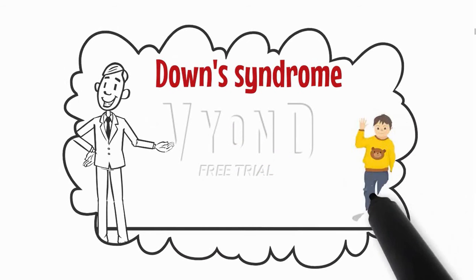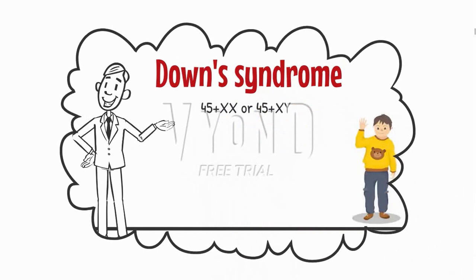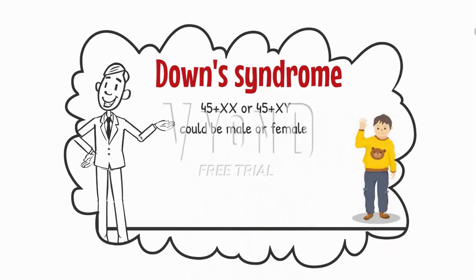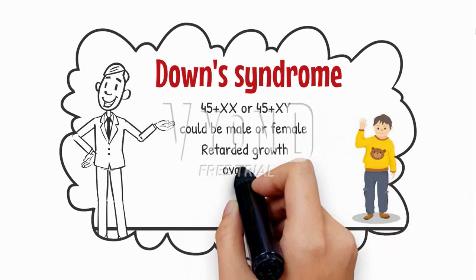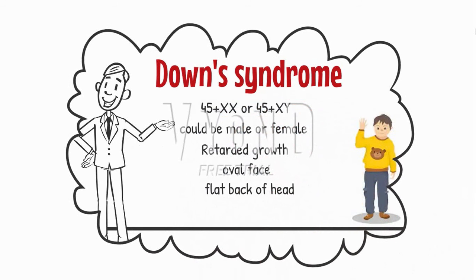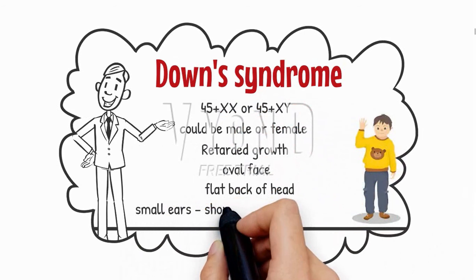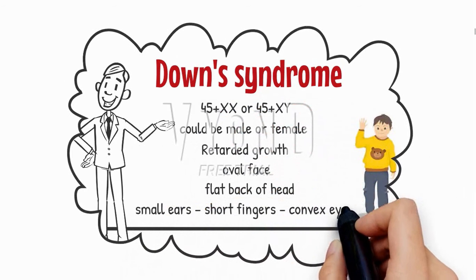Down syndrome affects male or female because the abnormality is in the autosomes, not sex chromosomes. He will have retardation in mental growth and some unique body features like oval face, flat back of head, small ears, short fingers, and convex eyes.